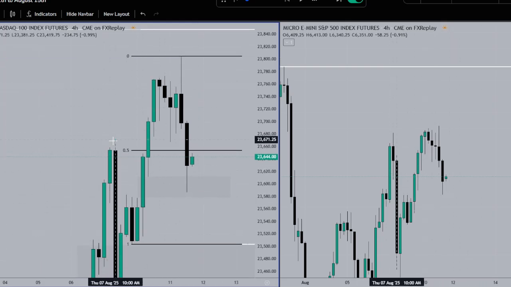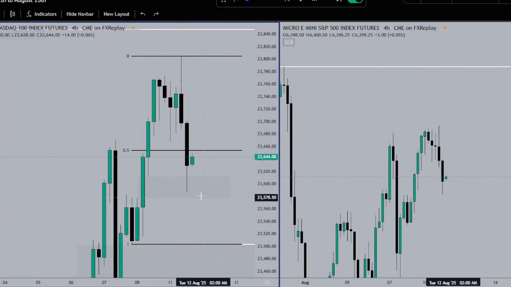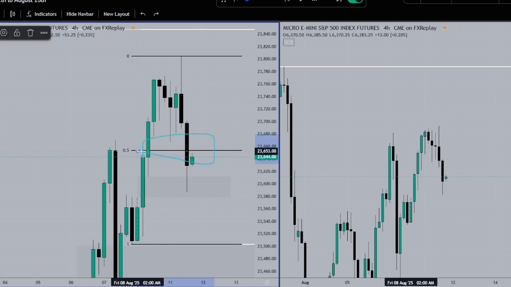So we might be going from ERL, right? We swept out this ERL, we might come down into the discount IRL, and then we might continue higher. But let's see if we respect these bullish PD arrays, or are we going to become bearish? So that's another outlook that I'm kind of thinking on Tuesday, right?